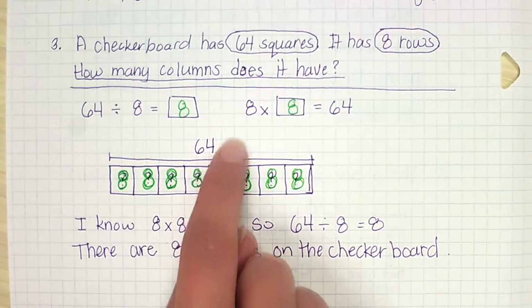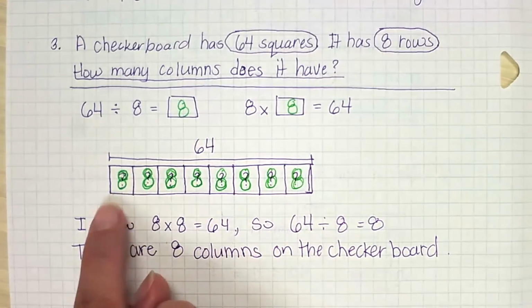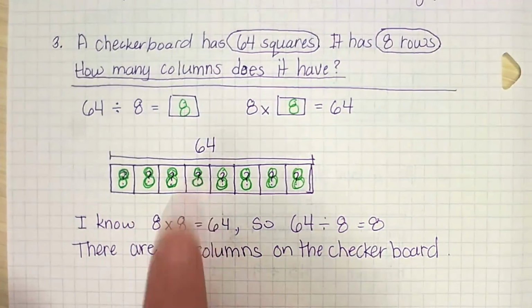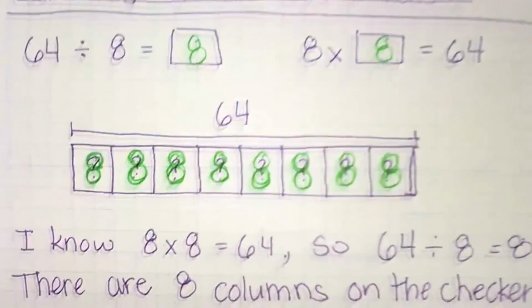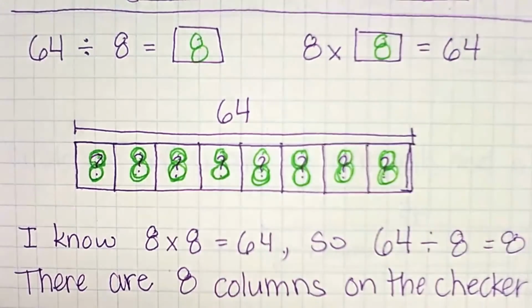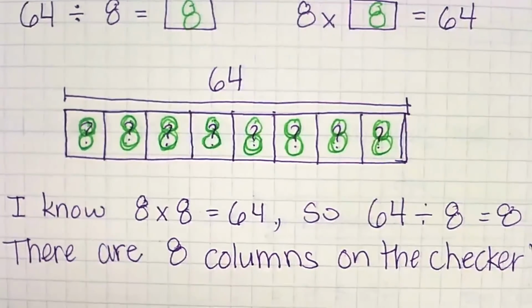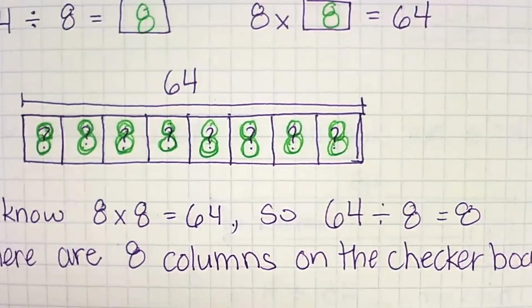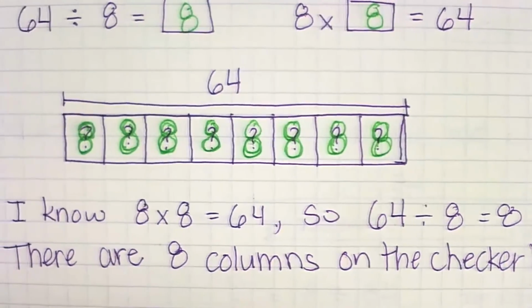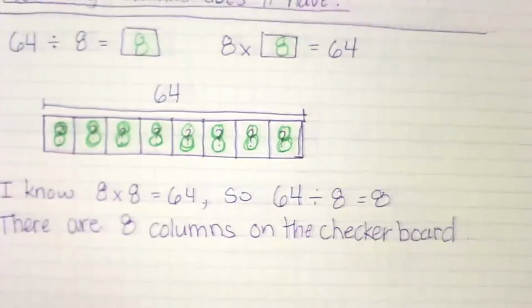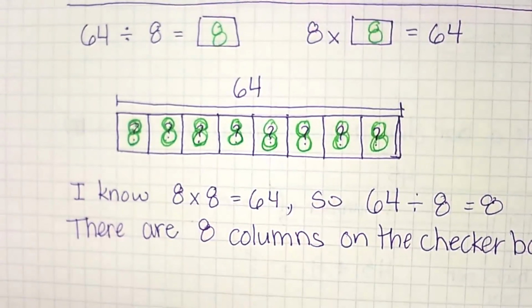So if I drew the bar diagram over here, I have my 64 on top. I had my 8 boxes that originally had question marks in them because I wasn't sure what my number was going to be. So after I solved it, since I know that 8 times 8 is 64, that means 64 divided by 8 is equal to 8. There are 8 columns on the checkerboard. So 8 rows and 8 columns.